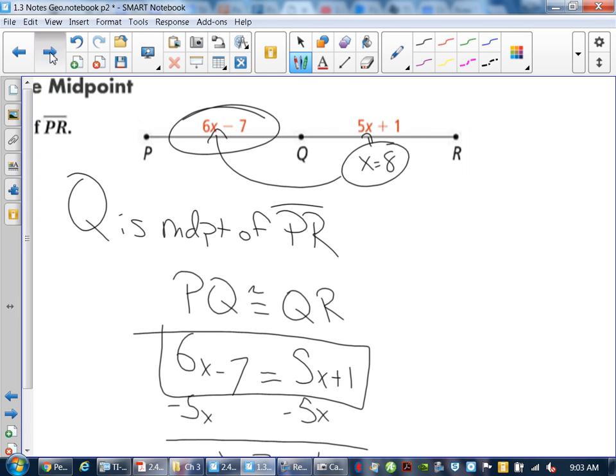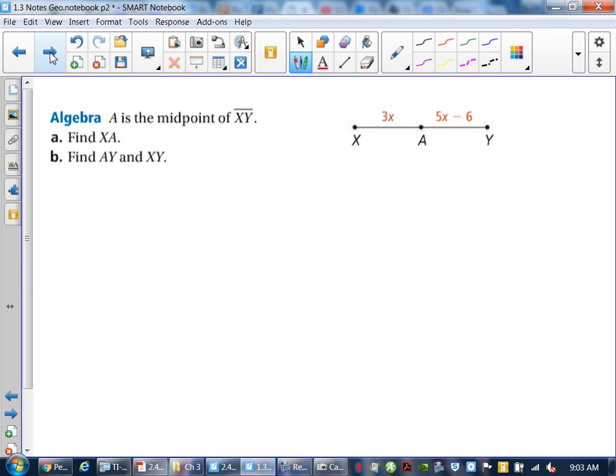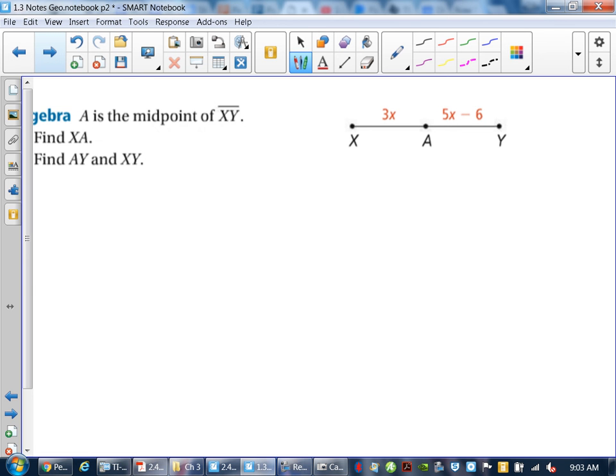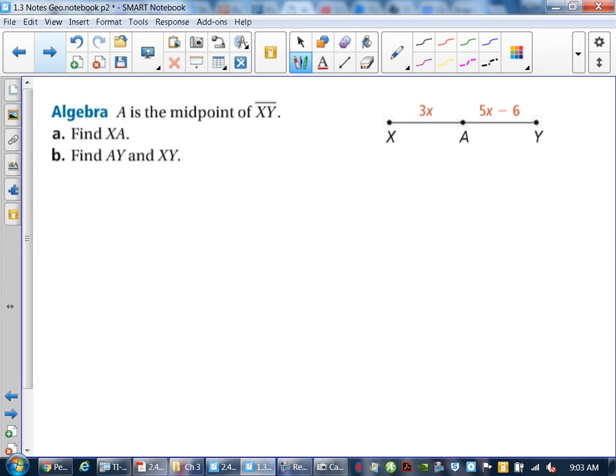Let's try another one. 8x minus 6. I think this is very similar to the one you were asking about with number 19 in the homework. I think this is very similar to that.